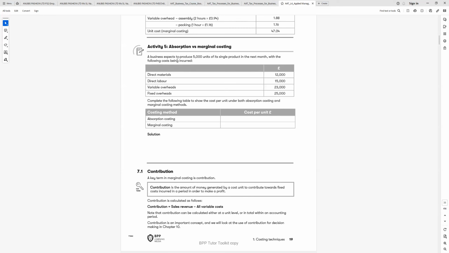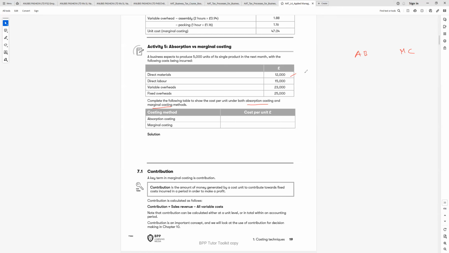A business is expected to produce 5,000 units of a single product in the next month, with the following costs being incurred: direct material, direct labor, variable overhead, and fixed overhead. So we have all the costs. Complete the following table to show the cost per unit under absorption costing and marginal costing. It's quite simple. You have absorption costing and marginal costing. We can see here how much the direct labor is and how much the direct material is.